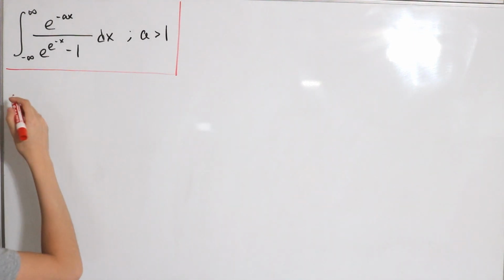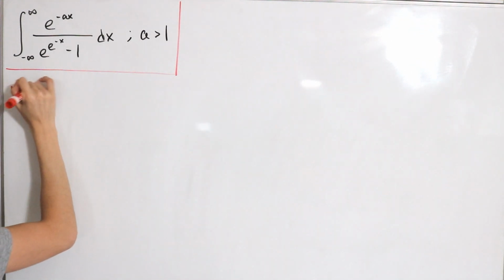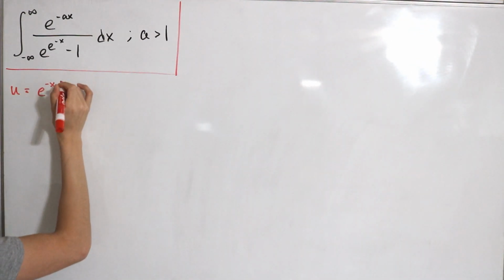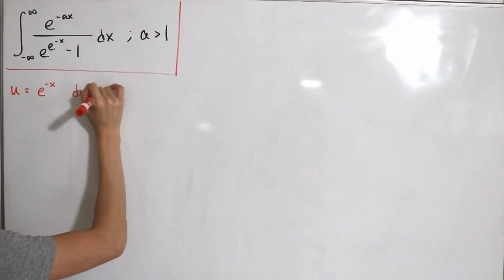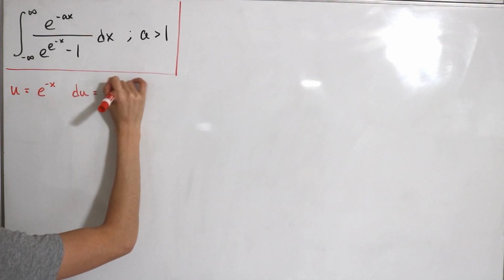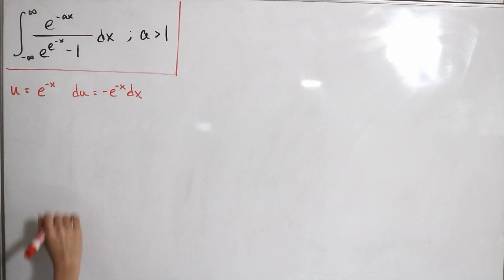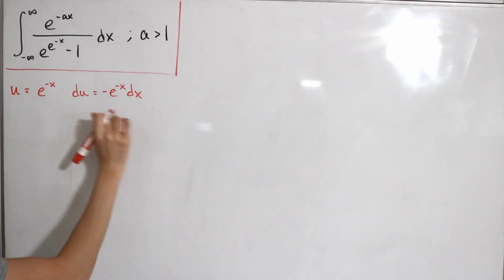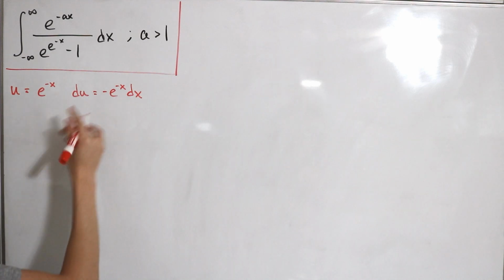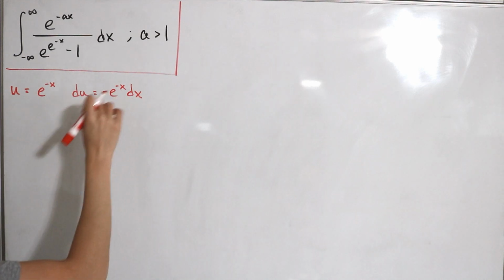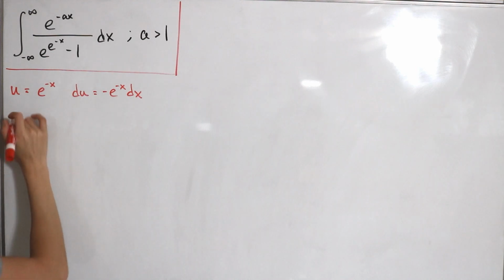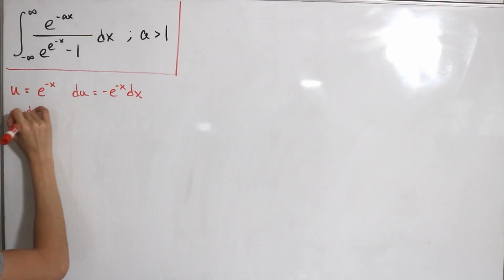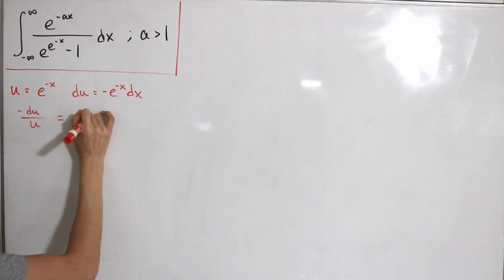Suppose we let u equal e to the negative x. Then differentiating both sides, du is equal to negative e to the power negative x dx. But we need dx by itself, which we can't do over here, but that's okay because I can just divide e to the negative x on both sides, and we said that's equal to u, so we have negative du divided by u is equal to dx.